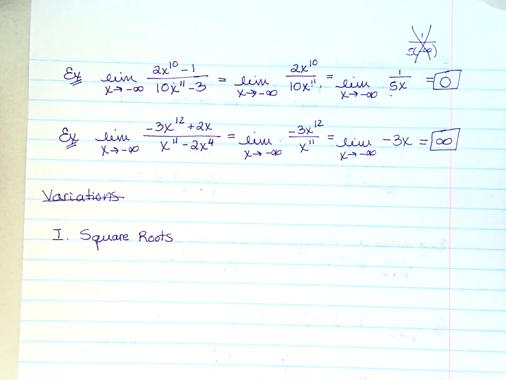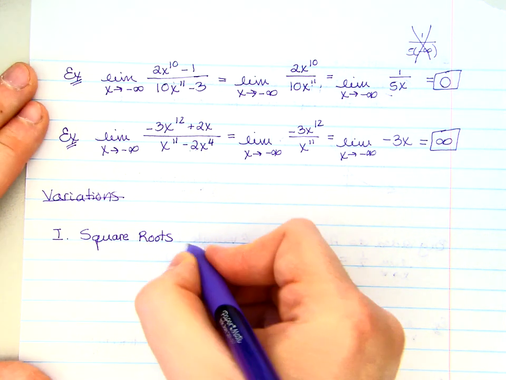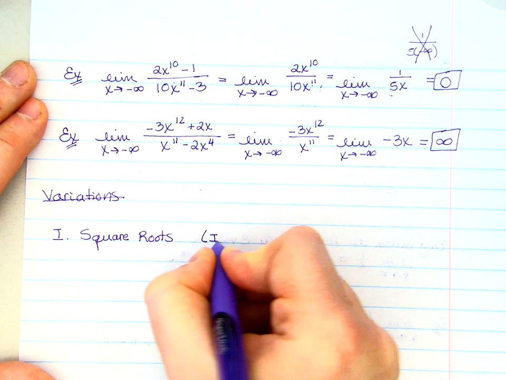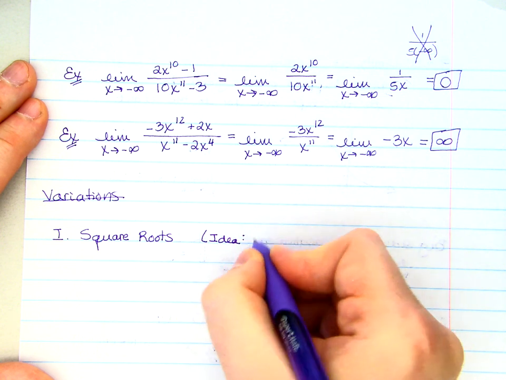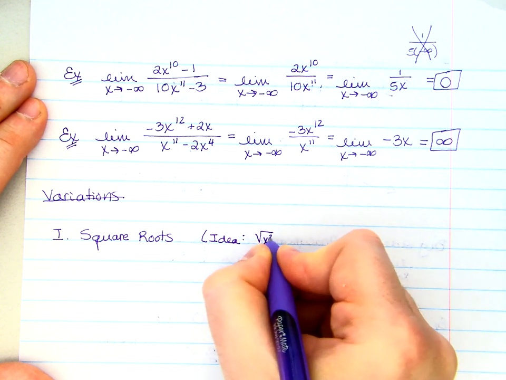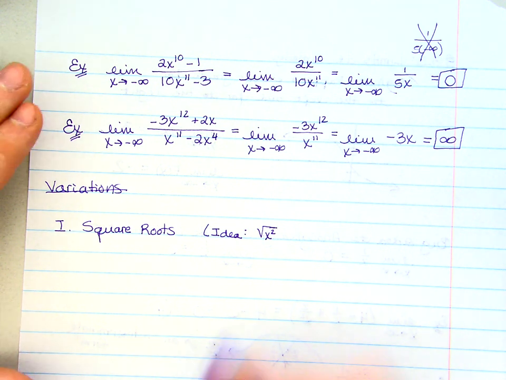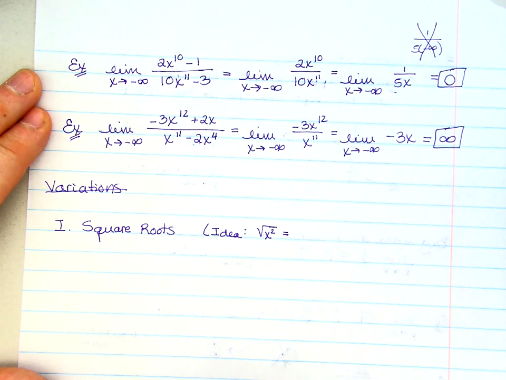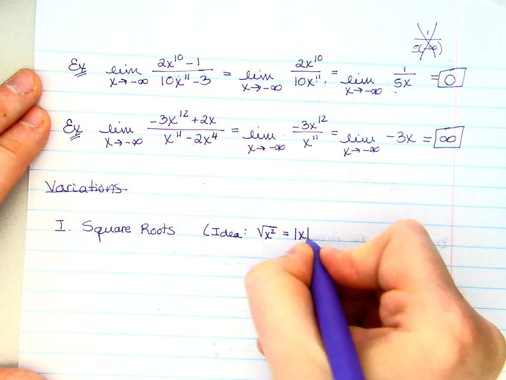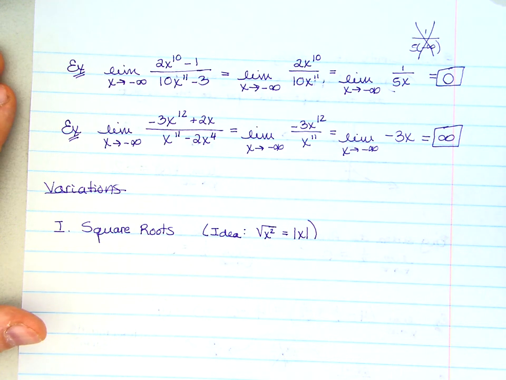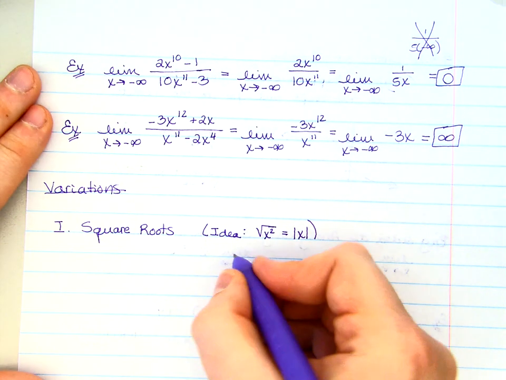The first thing that I have to do is fix something that you learned in Algebra 1 and Algebra 2 that wasn't 100% correct. The idea here is the square root of x squared. I actually don't just want to say that it equals x. There were some conditions that made it equal x in Algebra 1. The square root of x squared is actually the absolute value of x. Let me give you some examples.